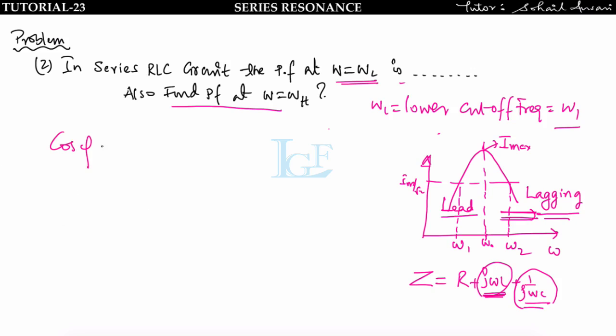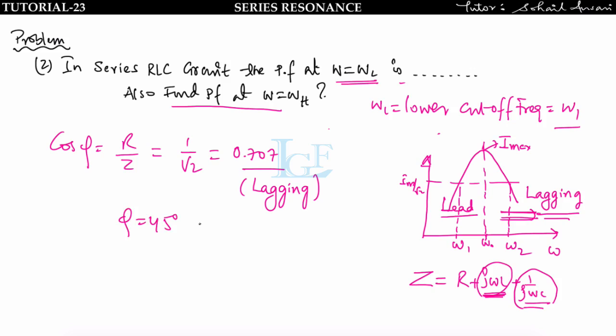At higher cutoff frequency you will get the same power factor. Cos phi is equal to R upon Z, and at higher cutoff frequency the current is 1 by root 2 times, so overall you will get 1 by root 2 only, that is equal to 0.707, but this will be lagging, right. So phi will be 45 degree lagging, meaning inductive behavior is more than the capacitive behavior at higher cutoff frequency, and capacitive behavior is more than inductive behavior at lower cutoff frequency.